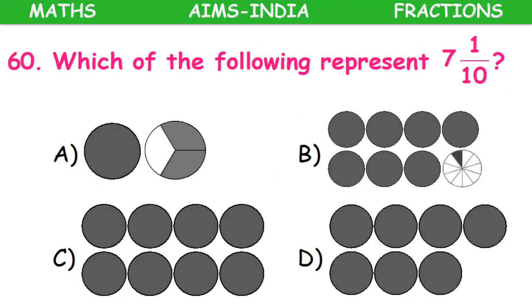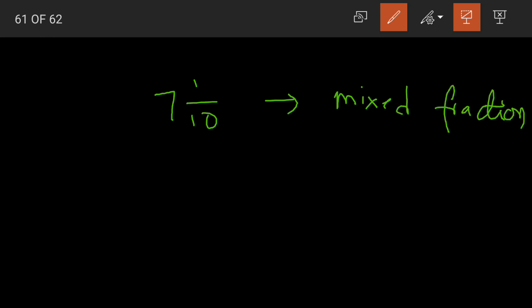Okay. Next, coming to the last question for today, children. Question number 60. Which of the following represents 7 1 by 10? Now if you remember, 7 1 by 10, what is this? This is a mixed number. Yes or no? It is also called a mixed fraction.